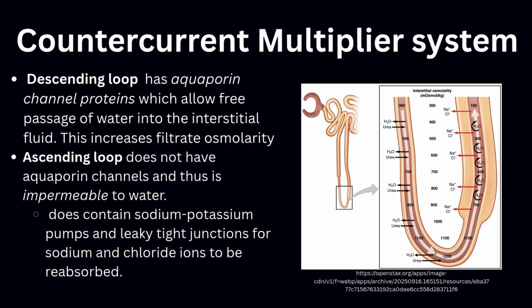However, its membrane does contain sodium-potassium pumps and leaky tight junctions for sodium and chloride ions to be reabsorbed. Using ATP energy, sodium ions are actively transported into the interstitial fluid while chloride ions move down their electrochemical gradient through the junctions. This creates a salty environment within the medulla. This salty environment becomes hyperosmotic, which becomes the drive for water reabsorption in the descending loop. These forces work interchangeably to fine-tune the concentration of urine and preserve water. This is the mechanism known as the countercurrent multiplier system.